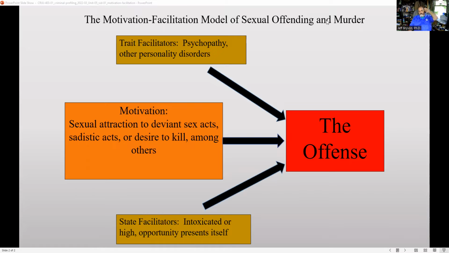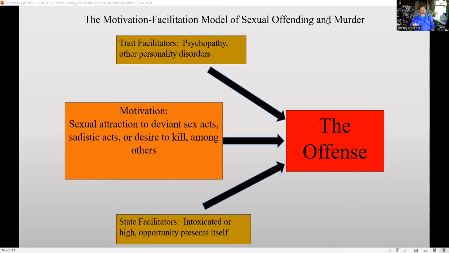So let's look at this graphic on the screen. You'll notice that to the right of the screen, it says the offense. Right, so the offense is the murder or the sexual assault or whatever the offense may be, because it can apply to other types of crimes as well. Now, sex offenders will say, you know, that's not me, I was drunk. But what they're getting at is what we call the state facilitators. That's at the bottom of this graphic.